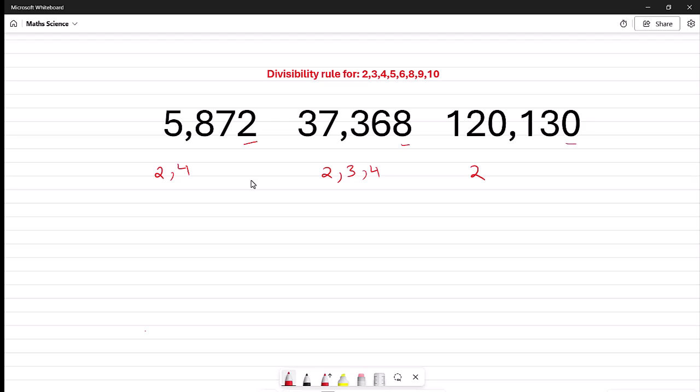So this is not 5 or 0. So this is also not 5 or 0. So these two are not divisible by 5, but this is ending in 0. So this means this is divisible by 5. So 5 is super easy.